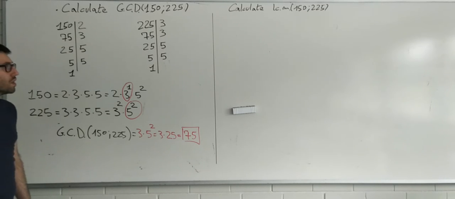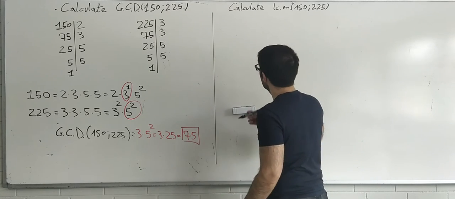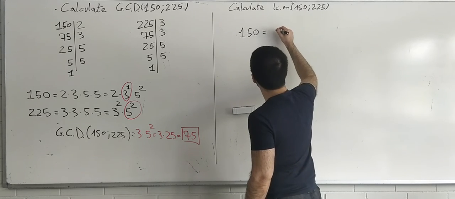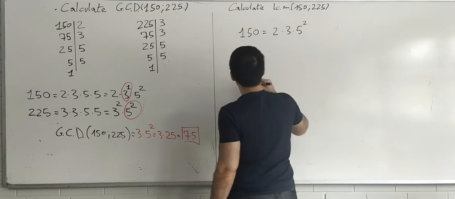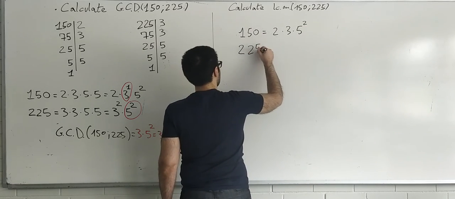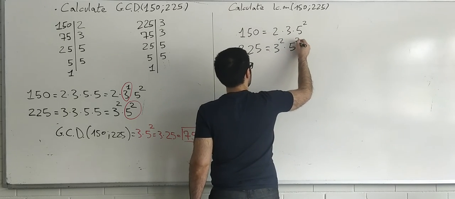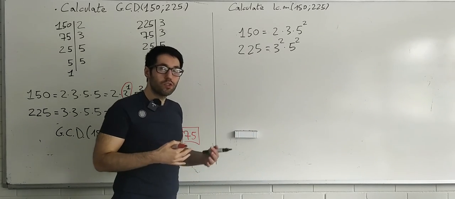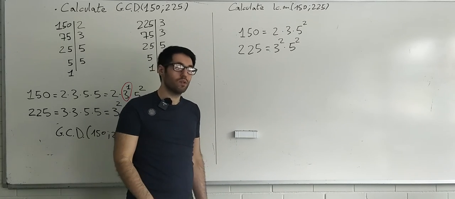Okay, now we have to calculate the lowest common multiple. We take advantage again of the factorization we've done here. So we write 150, which we have established can be written as 2 times 3 times 5 to the power of 2. And we have 225, which is equal to 3 to the power of 2 times 5 to the power of 2. For the lowest common multiple, we have to take common and non-common factors with the highest exponent.